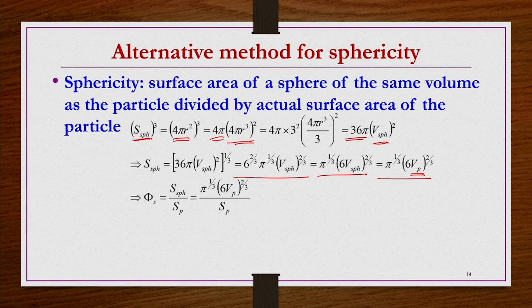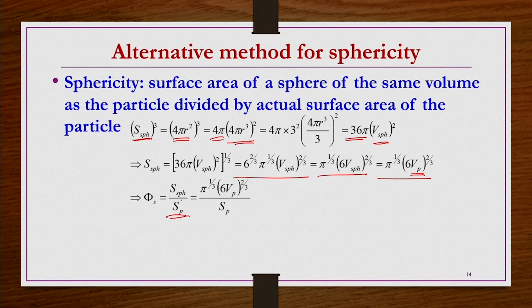That means, from here, phi s is equal to S spherical divided by Sp, that is the surface area of the spherical particle divided by the surface area of the particle whose volume is the same. The volumes of the spherical particle and the irregular particle, for which we are measuring sphericity, are the same. So, then their surface area ratio is going to give us the sphericity.